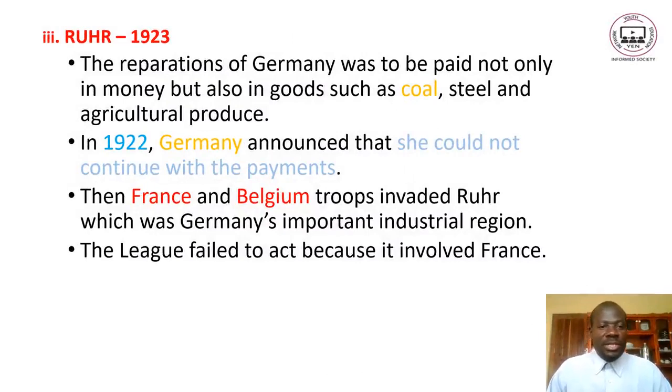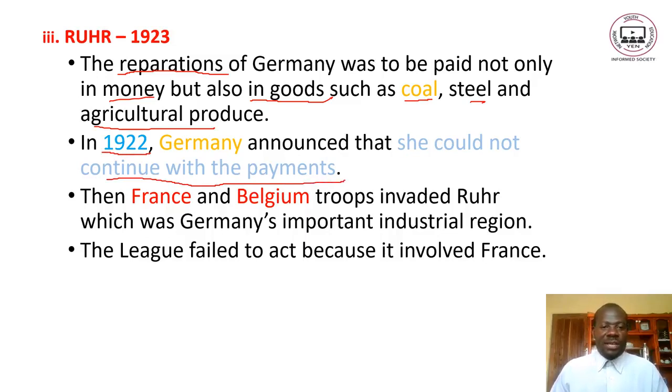The other one was the Ruhr in Germany, 1923. Now, we talked of the reparations that Germany was to pay. These were to be paid not only in money, but also in goods, such as coal, steel, and some agricultural produce. So what happened was in 1922, Germany announced that she could not continue with the payments.